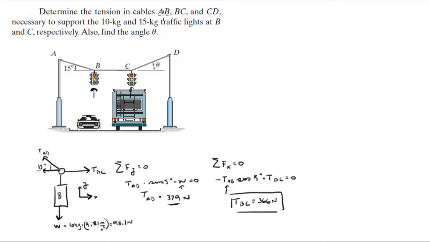So we already have two of them. We need CD and then we need the angle. So basically, this is where it gets interesting. We got another free body diagram. This is the traffic light C, and it has a weight of 15 times 9.81 meters per second square. So this weight comes out to be 147.15 newtons.